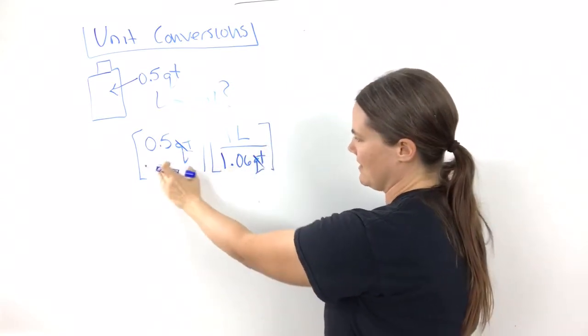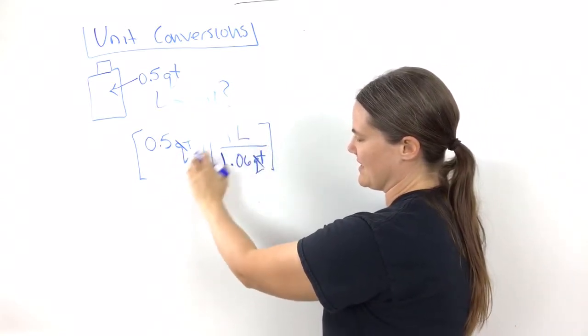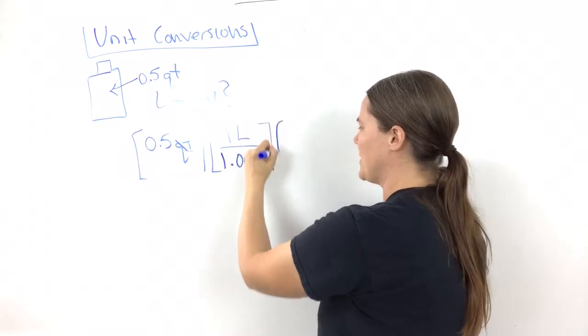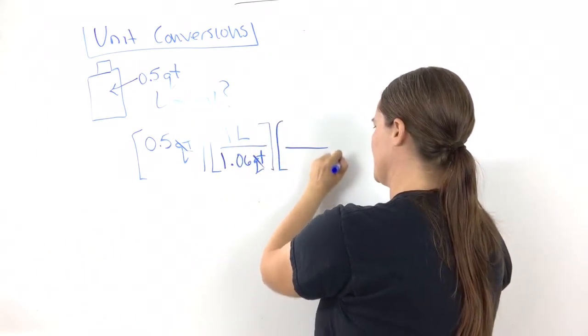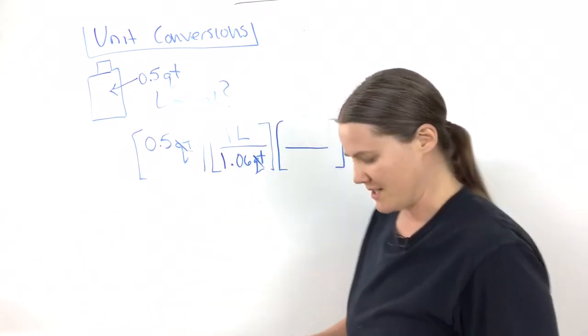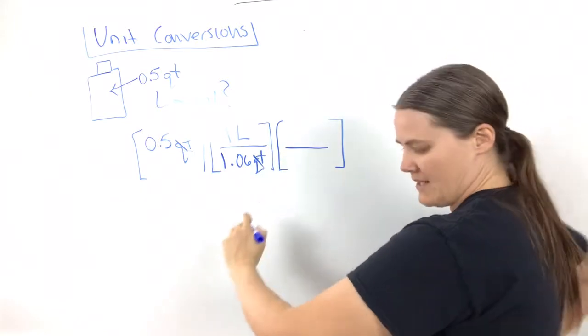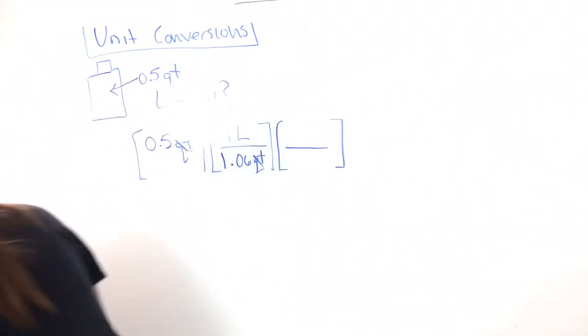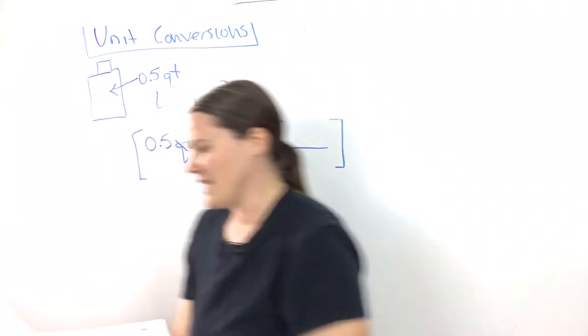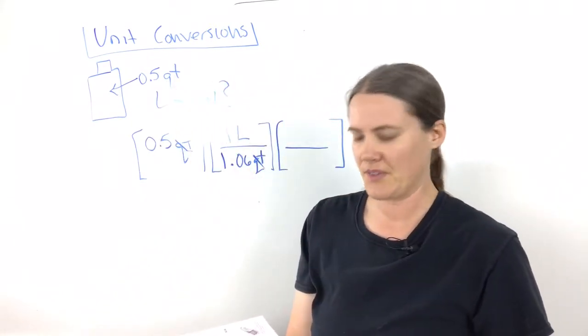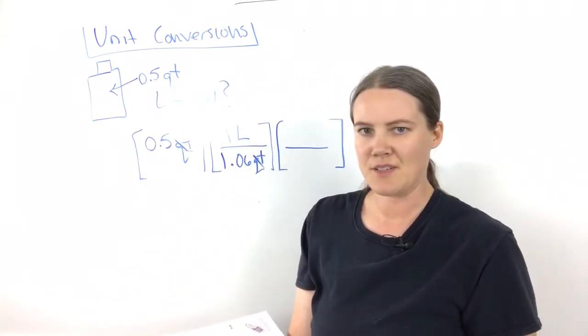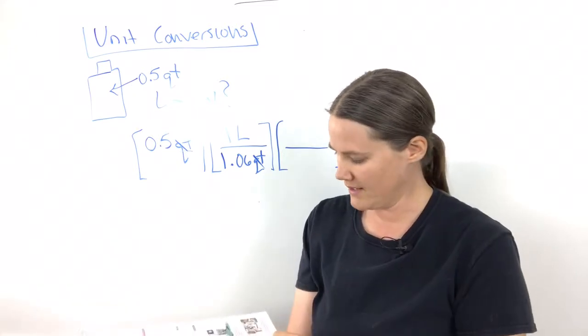If I were to go through this math, I would get this in liter, but I actually want this in milliliter. So I'm going to do one more conversion to milliliter. And if I look at this table, milli is 10 to the negative 3. So there's 1,000 milliliters in 1 liter.